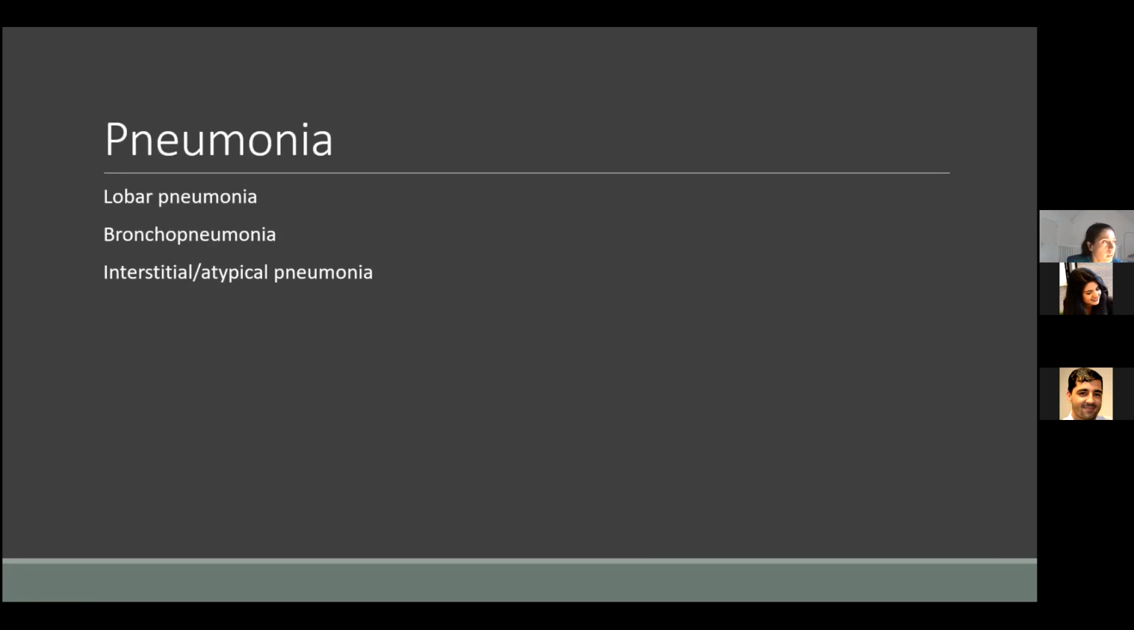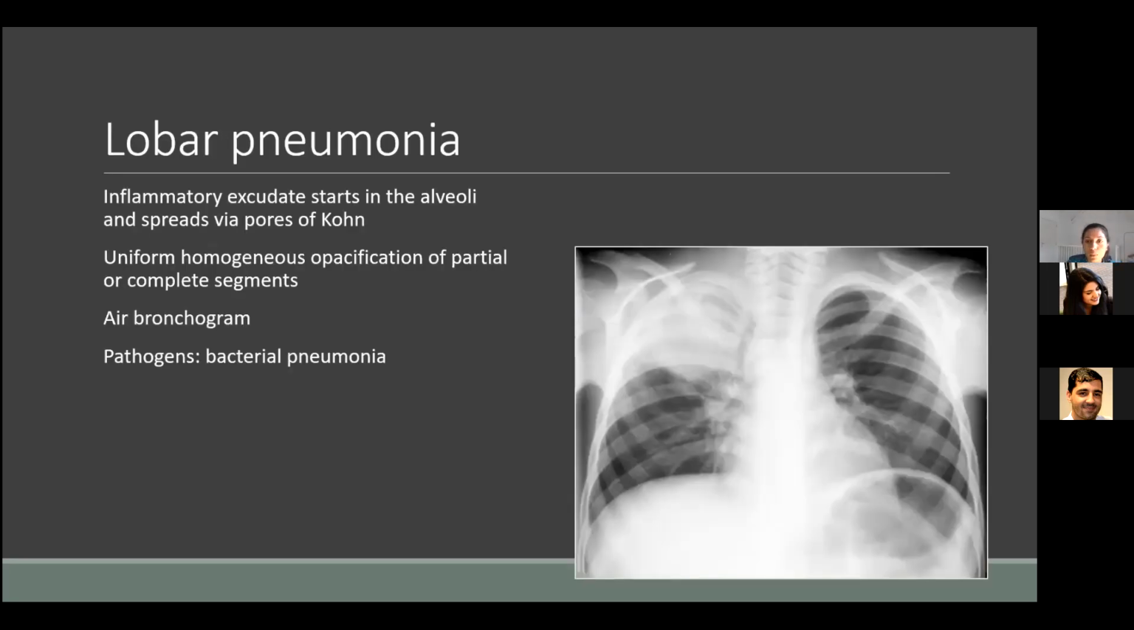So if you look at most textbooks, pneumonia is categorized into lobar pneumonia, bronchopneumonia, and interstitial, also called atypical pneumonia. Lobar consolidation or pneumonia is the result of disease that starts in the periphery and spreads from one alveolus to another through the pores of Kohn. And at the borders of the disease, some alveoli will be involved, while others are not.